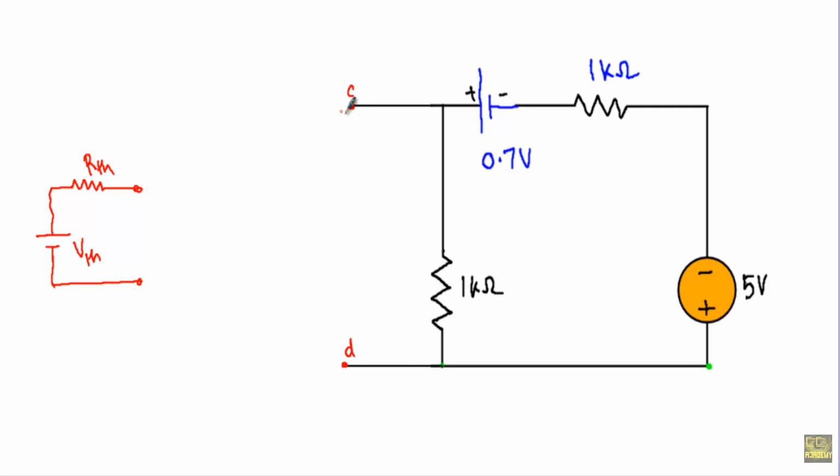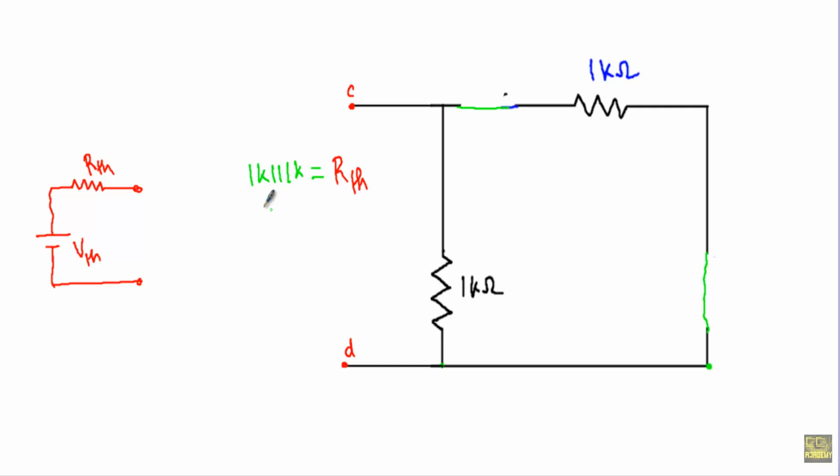See, I have to calculate the resistance RTH with respect to this terminal and this terminal. So to calculate that resistance, I will replace this 0.7 volt and this 5 volt with a short circuit. Here you will see this 1 kilo ohm resistor and this 1 kilo ohm resistor will be connected in parallel. When two resistances of equal value are connected in parallel, their equivalent resistance will be half of their original value. So our RTH will be equal to 500 ohm.